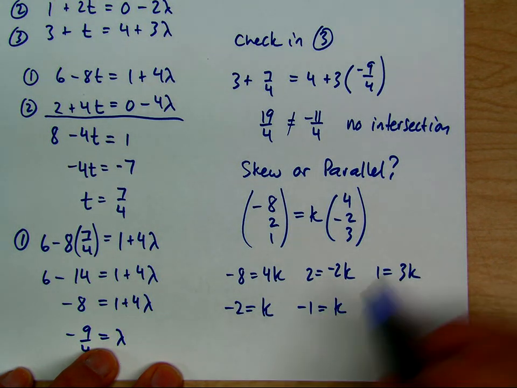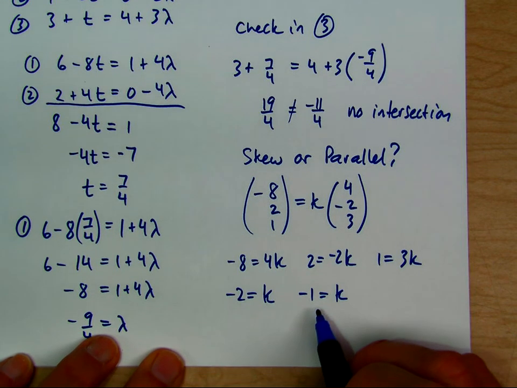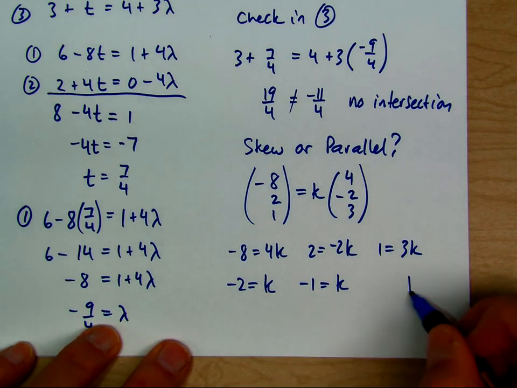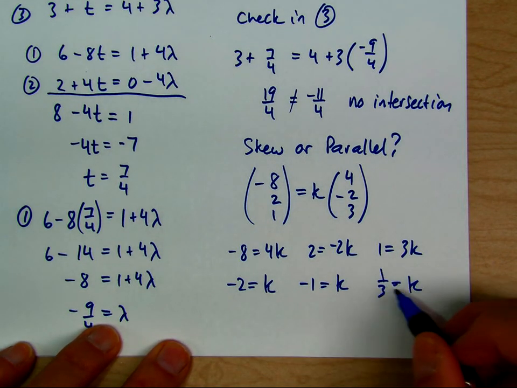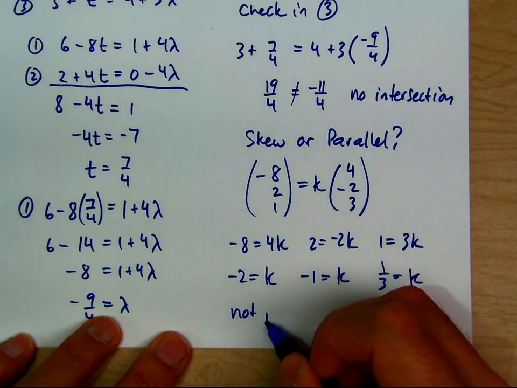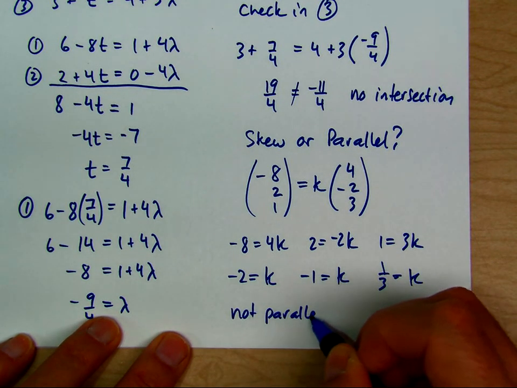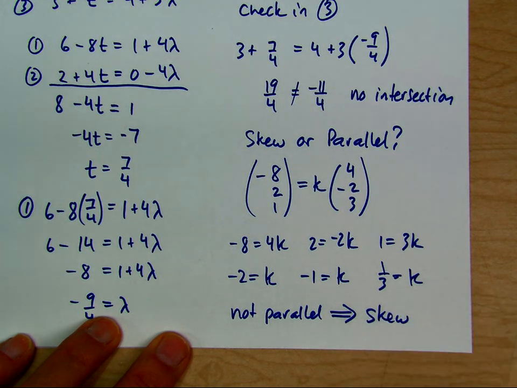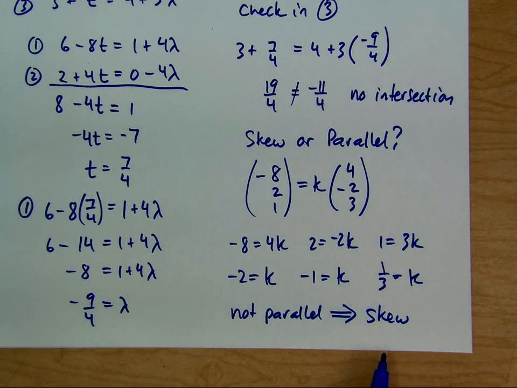So just by doing that much, we know the vectors are not parallel, the lines are not parallel, and that means they're skew. So not every non-parallel lines are skew, because if they intersected, then we wouldn't call them skew. And we'll stop there for this lesson.